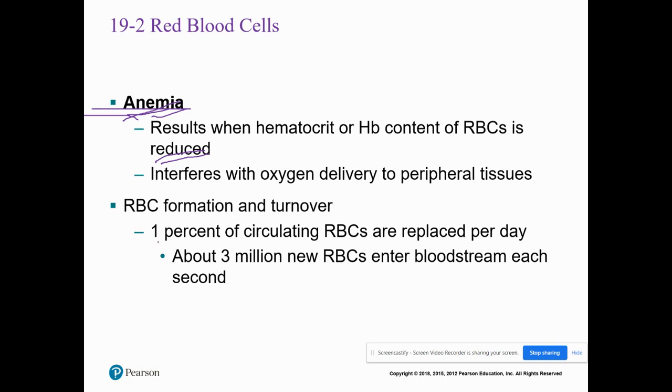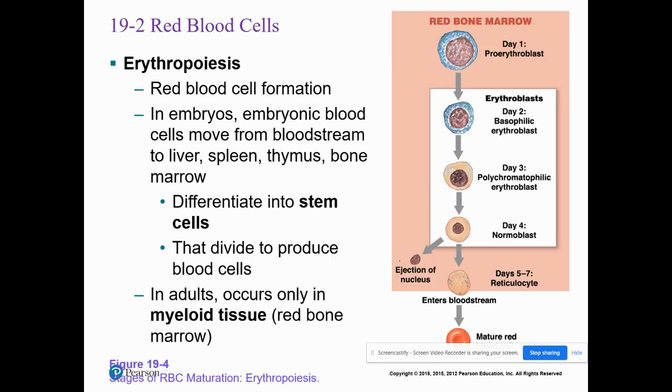All right, so when we have the turnover of the red blood cells, 1% of them get replaced every single day. Remember, they have a short lifespan of 120 days. And every second, if everything was going well and you're a healthy young adult, not geriatric, which is elderly, you've got about 3 million new red blood cells coming into the bloodstream every single second.